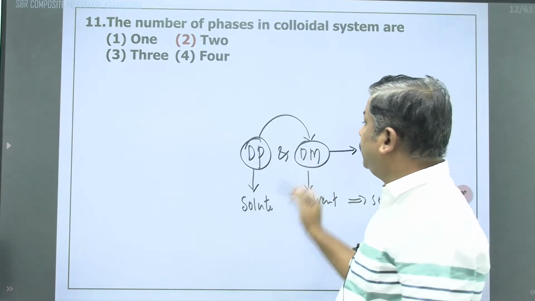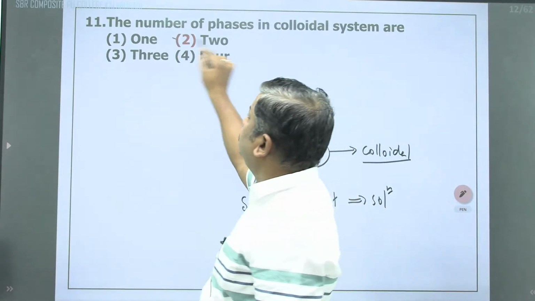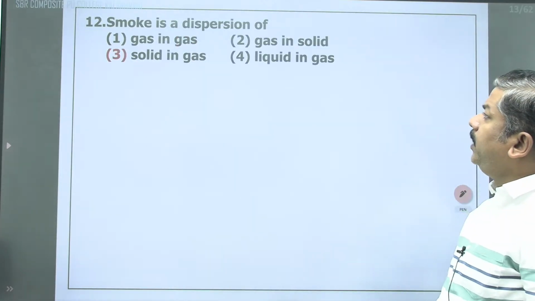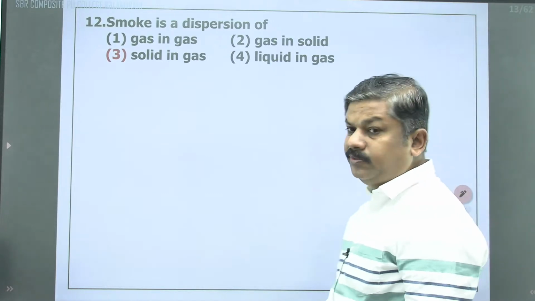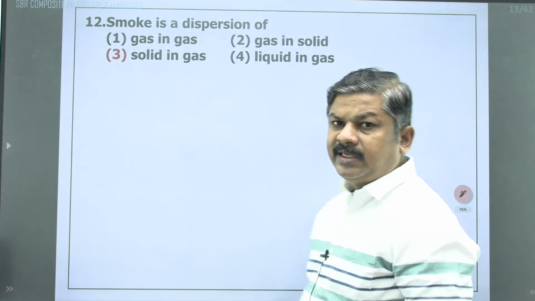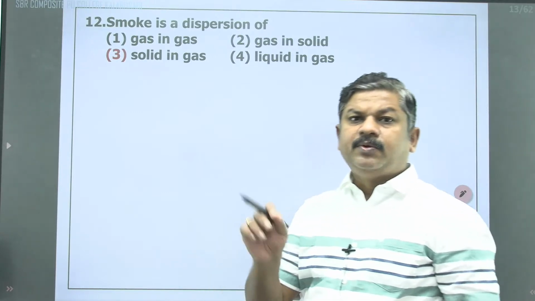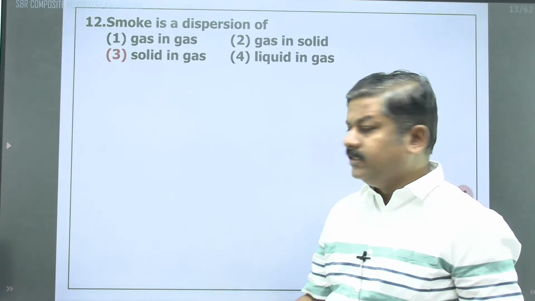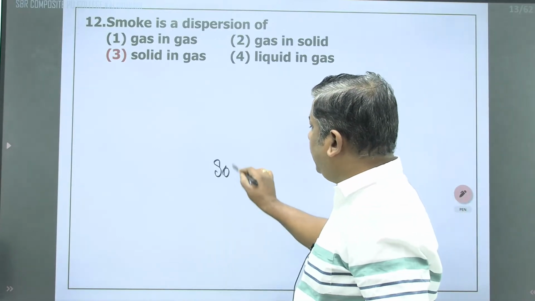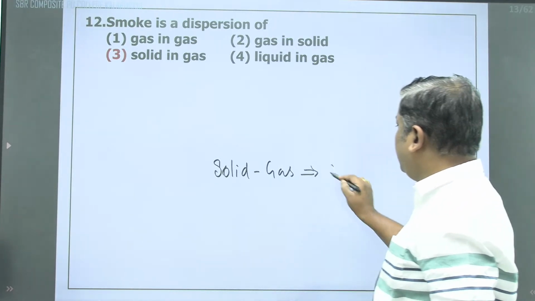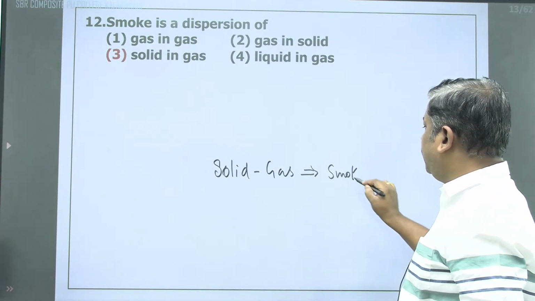Next one is called the dispersion medium. So these are the two components present in a colloidal solution. Question 12: smoke is a dispersion of what? Smoke particles, dust particles are nothing but the solid dispersed phase present in a large amount of air, which is a gas. So the presence of solid in gas is an example for this particular smoke.